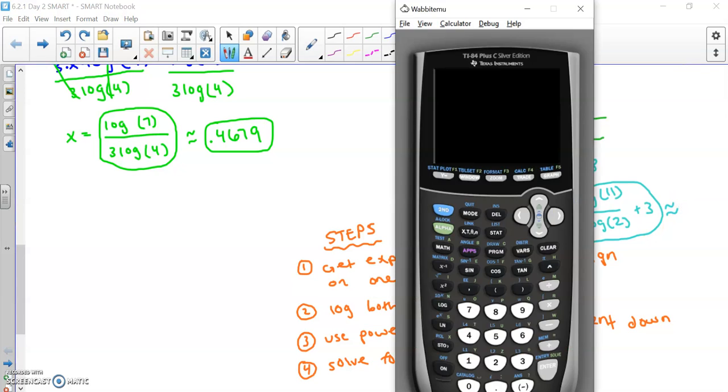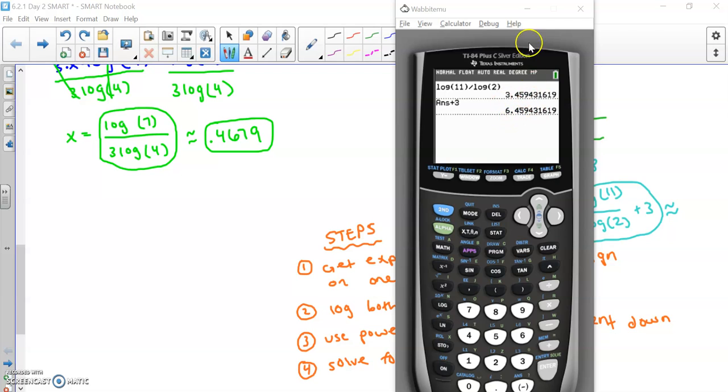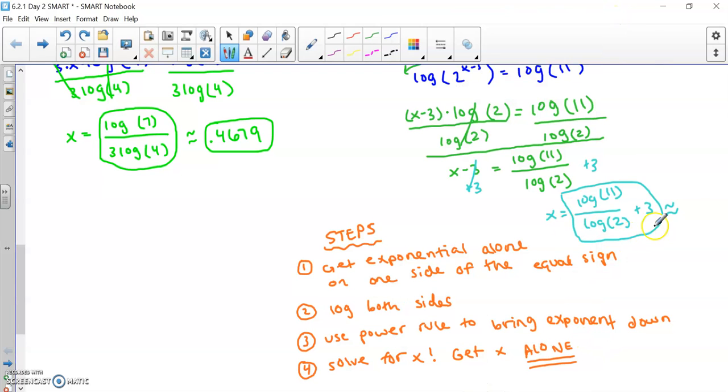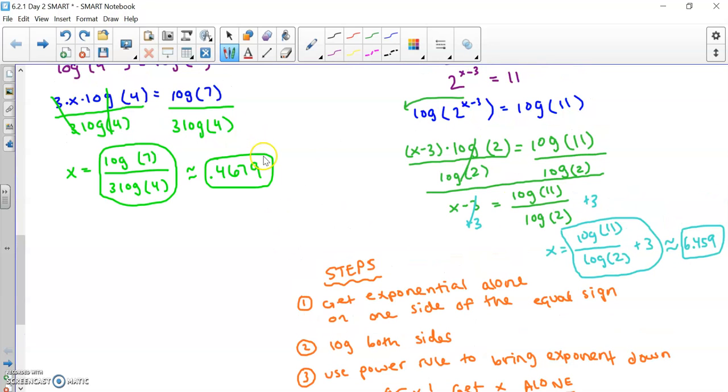I'm going to pause recording while I do that so I don't waste my recording time. All right, I end up with an answer of 6.459. So squeeze that in here, and I'm done. All right, so those were how we solve exponential equations.